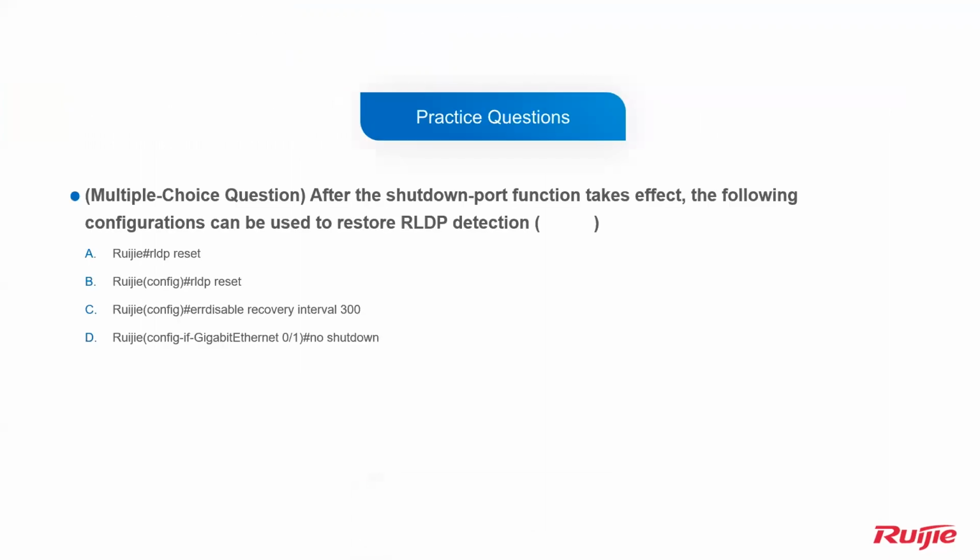About the RLDP, here is a question. After the shutdown port function takes effect, which of the following configurations can be used to restore RLDP detection? A, rldp reset. B, rldp reset, but in a different configuration view. C, errdisable recovery interval 300. D, no shutdown. Okay, here we choose A, B, and C. Okay, D does not take effect. Okay, so that's all for this part.